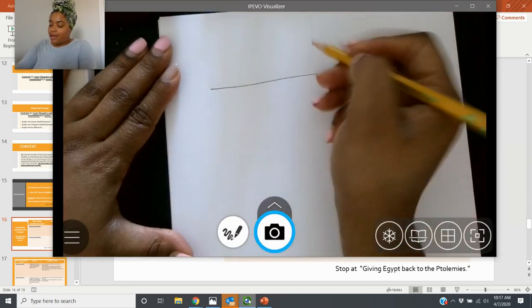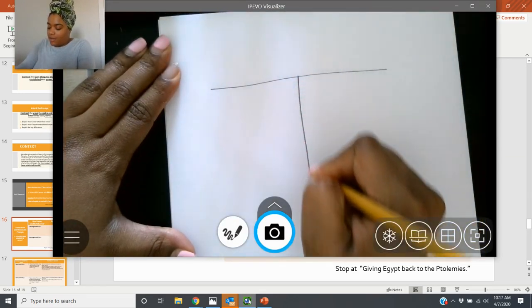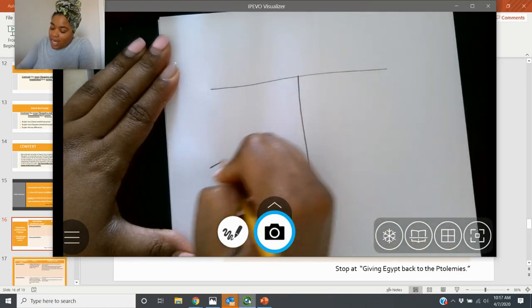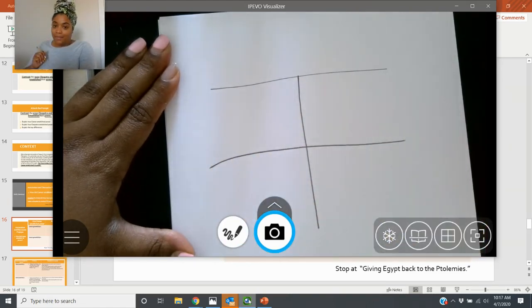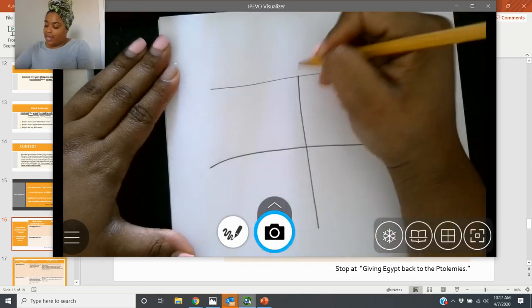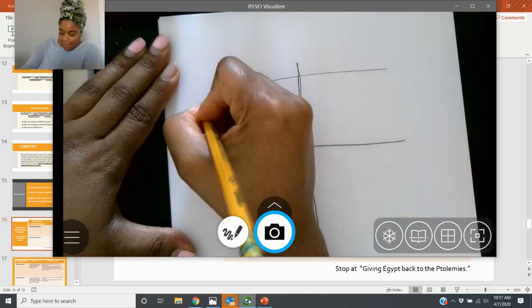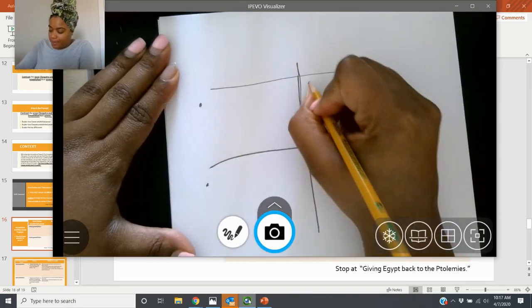I am starting my T-chart off. It looks like a big T. I am only going to have 4 boxes today.